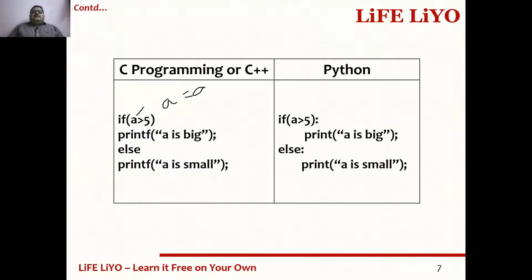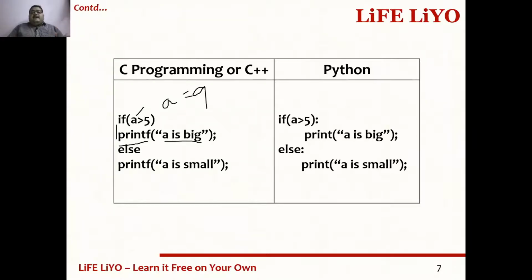So 9 greater than 5. That means it is true. The answer we are going to get is "a is big". Here after the if condition, that is the if statement, we have written the printf statement. Here in C, for printf, there is no need to follow any indentation. We can start from the 0th column onwards.